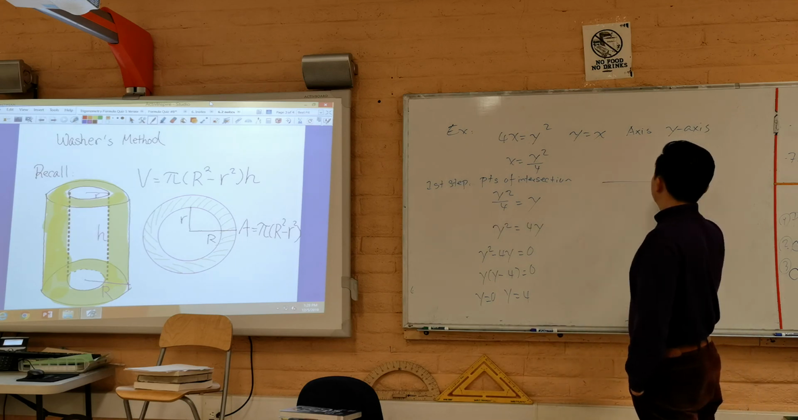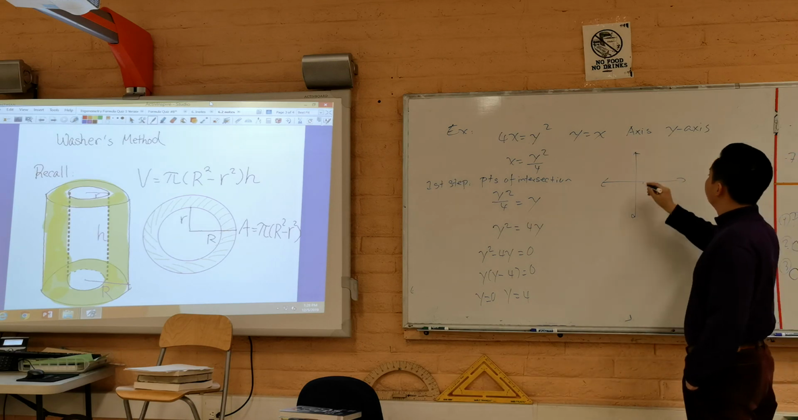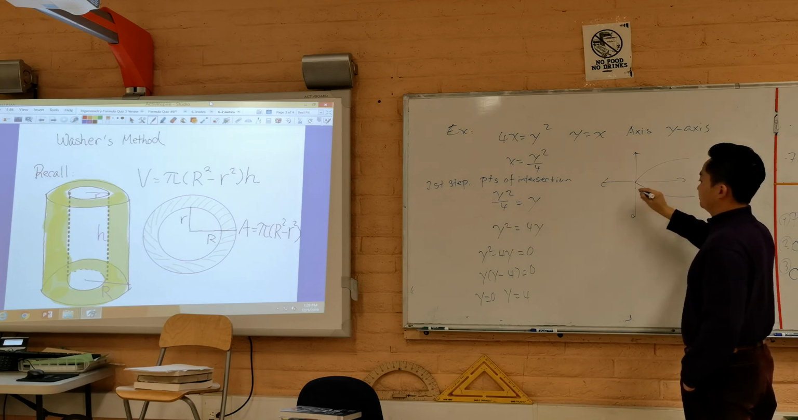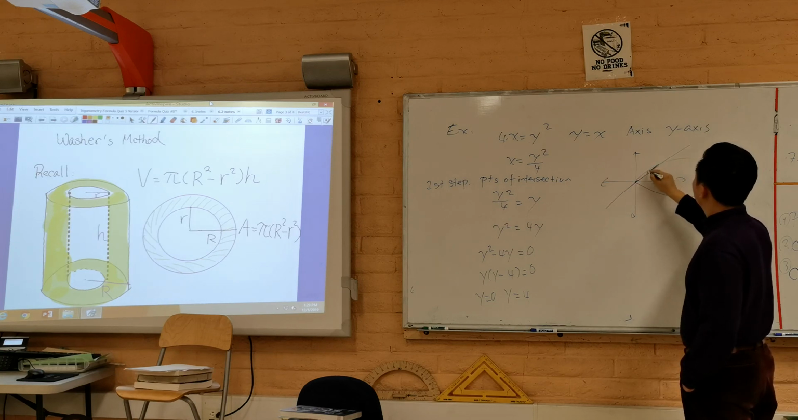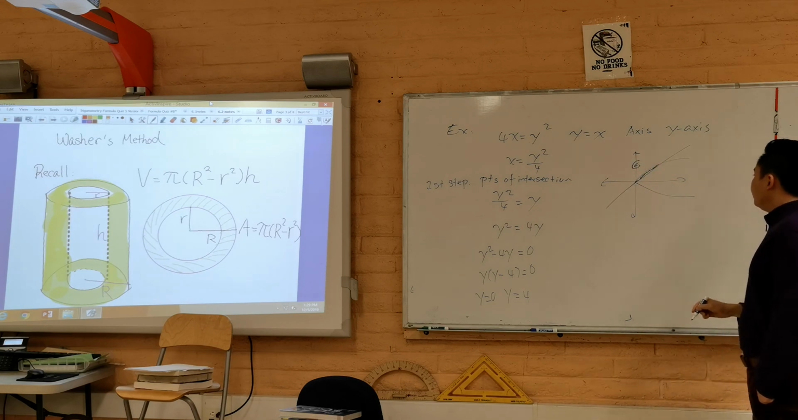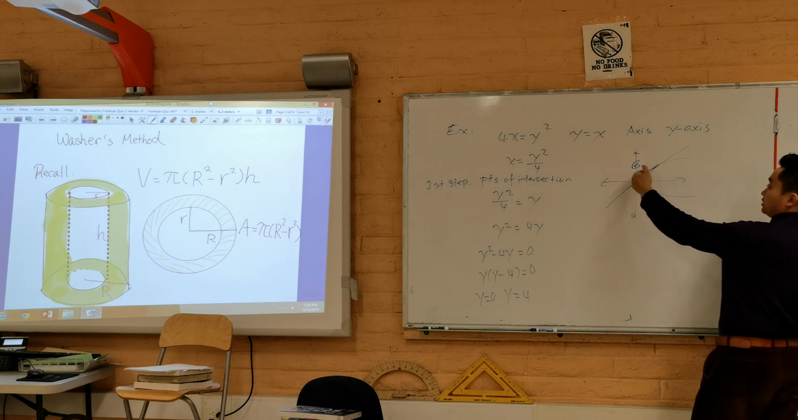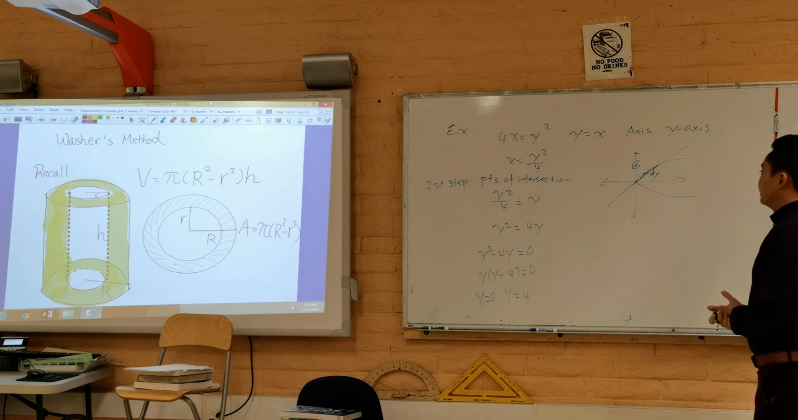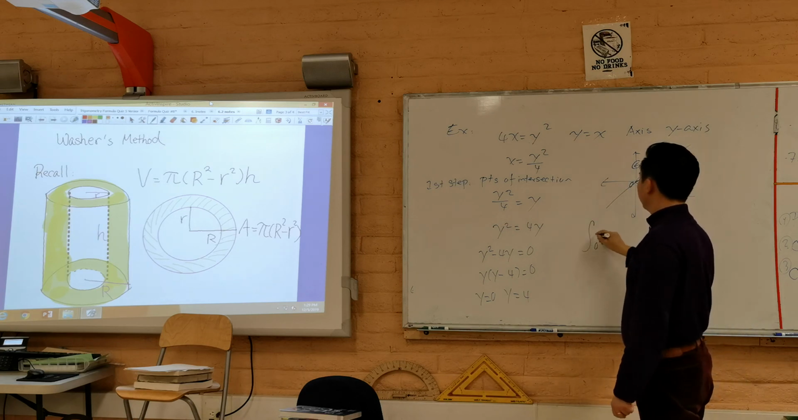Now you want to sketch the graph. This one is a sideways parabola facing to the right, and the point where they intersect is about right here. Again, this one is revolving around the y-axis. You may notice that the right-hand curve is actually the line, and the left-hand curve is the parabola. That means we're using dy, integral from 0 to 4.